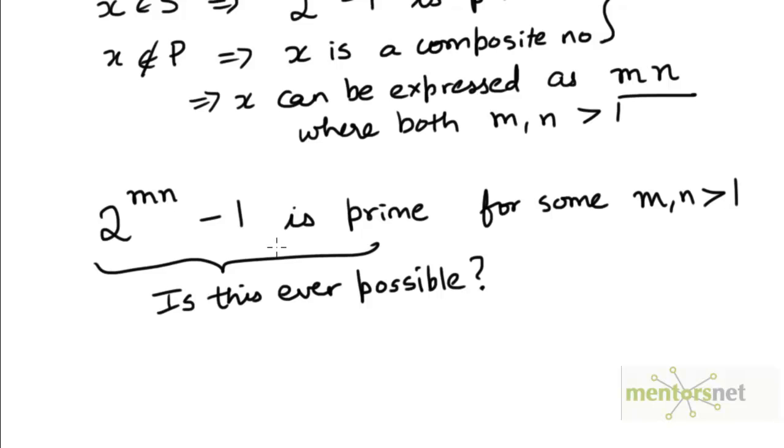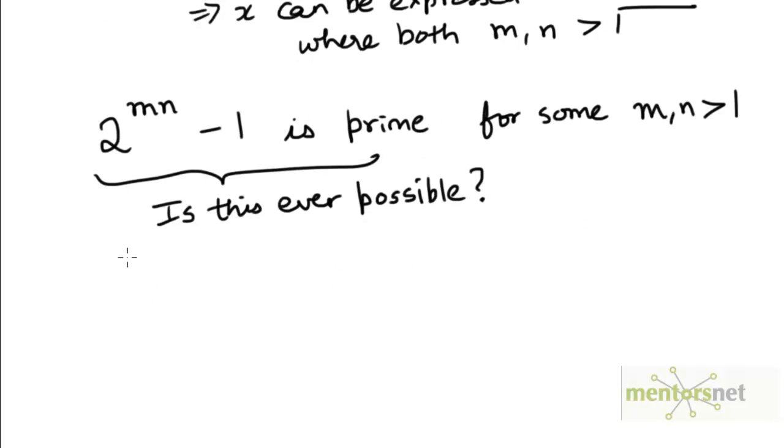Is this ever possible? Now clearly it's possible for some power of 2 minus 1 to be prime. For example, 2 to the power 3 minus 1 can be prime. 2 to the power 3 is 8, 8 minus 1 is 7, 7 is prime. So there's no problem if we have a prime number over here. But what happens if we have a composite number?